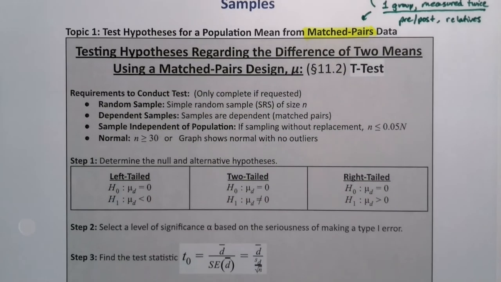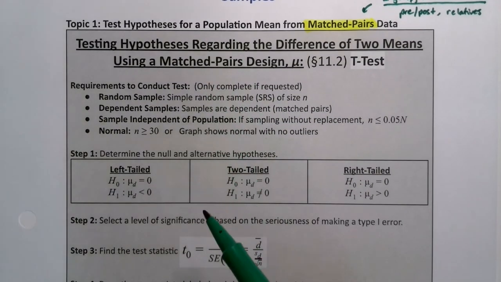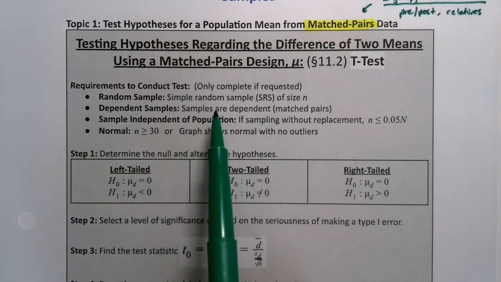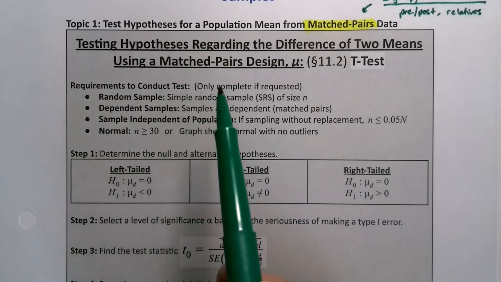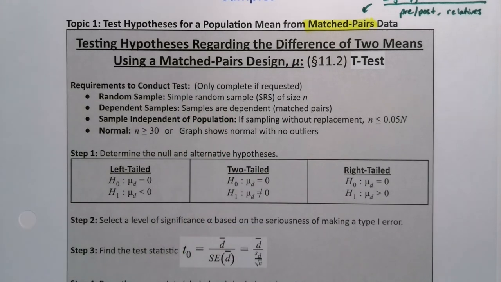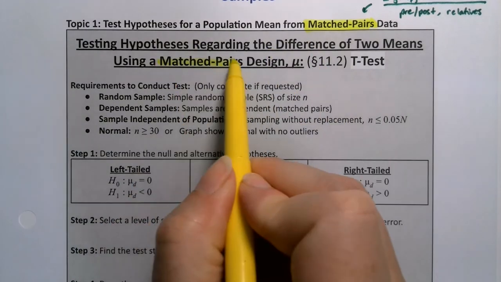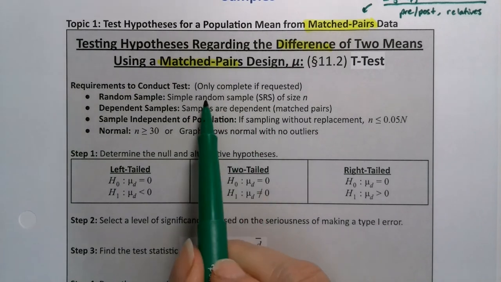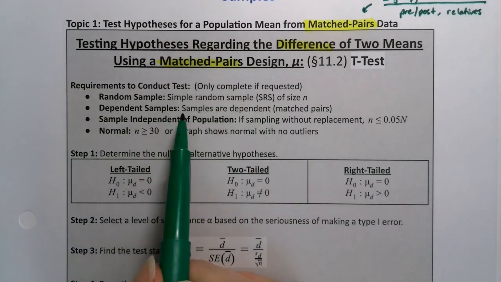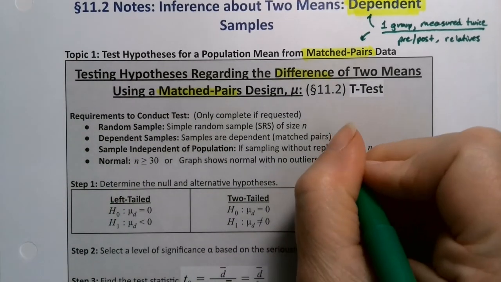Now you can see that it's very similar to previous hypothesis tests we've done, but it's a little bit simpler than the one we were doing in 11.1. And we'll explain why that is in a second. But the key here is that you're doing it for a matched pairs design, and it's for the difference. All right, so we'll have a simple random sample. We need a dependent sample right there, which is this bit that I said above.